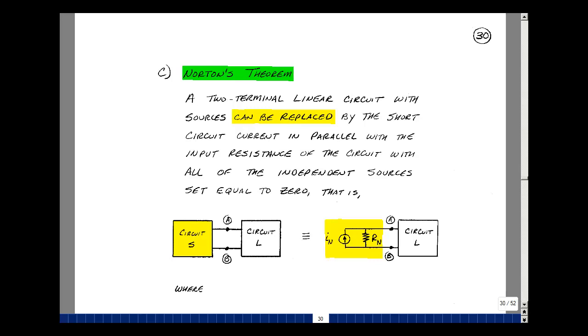This lesson deals with Norton's theorem. You can find these notes in the course ebook in Chapter 3 starting on page 30. Let me state Norton's theorem.